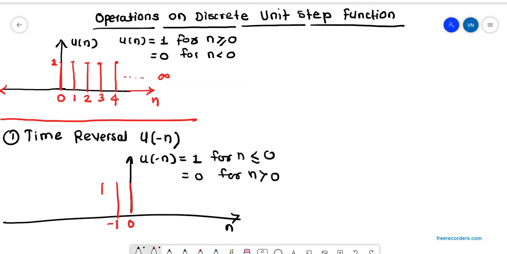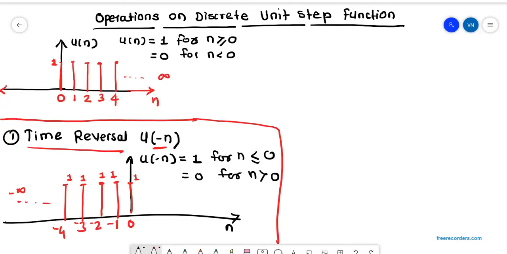So at 0 we have 1, minus 1 having 1, minus 2 having 1, minus 3 having 1, minus 4 having 1. Like this it goes up to minus infinity. So basically we are getting the amplitude 1 for each and every sample, but only the time changes because it's a time reversal operation.